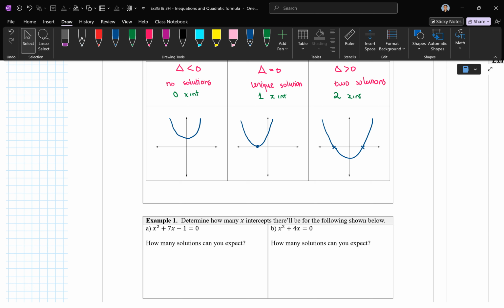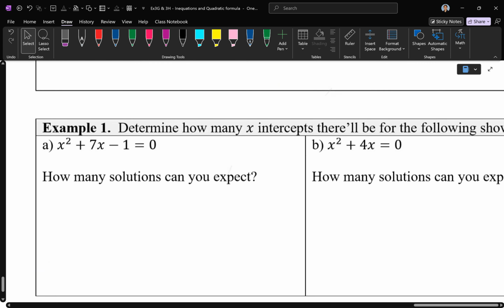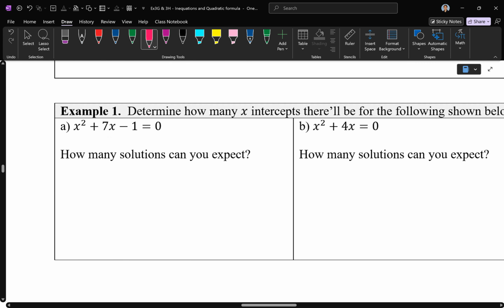Same thing with this one. I've got x squared plus 4x is equal to 0. I'm trying to solve for the x-intercept. Again, you can factorize it and then solve it. You can tell how many solutions, or you can use what we just learned. So let's practice what we just learnt. What is my A, B, and C, Lucky?